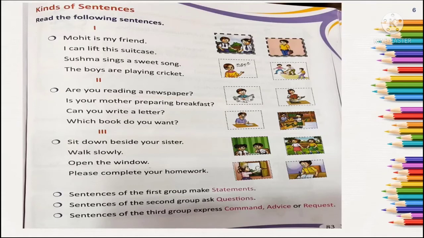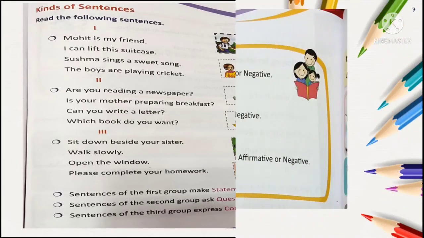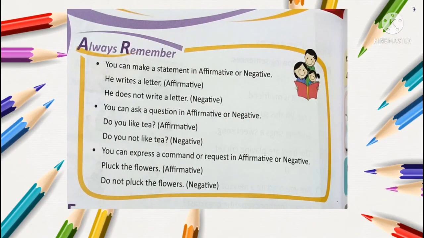Now look at example number 3. Sit down beside your sister. Walk slowly. Open the window. Please complete your homework. In these sentences, either we are commanding or giving an order, or we are giving advice, or we are requesting. So when we express our feelings through a sentence, we call it an imperative sentence. But here we will use the word command because in some sentences we are commanding, some we are asking a question, and some we are requesting.